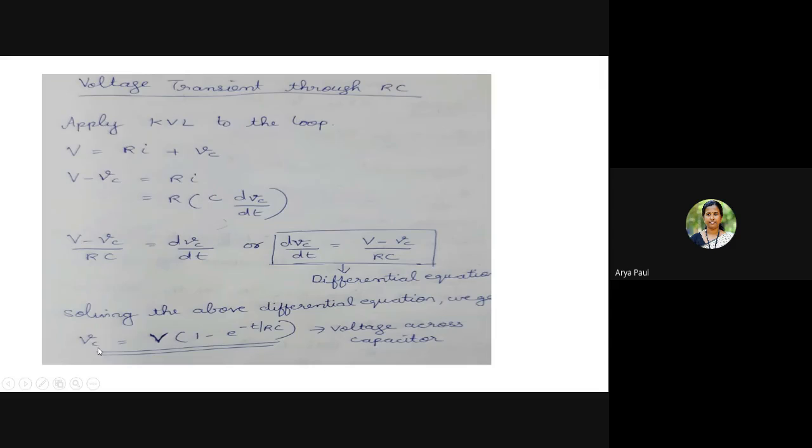So the voltage across the capacitor, by solving the equation, will be VC is equal to V into 1 minus e raised to minus t by RC. By analyzing this solution, you can see that as t increases, the term e raised to minus t by RC will be decreasing.